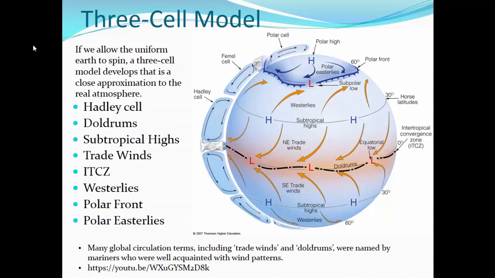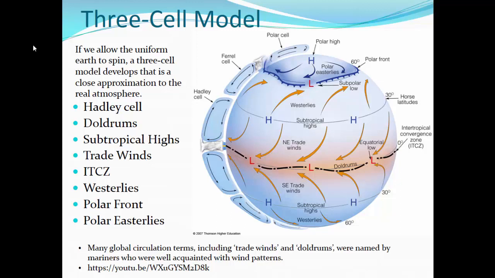So if we allow for a uniform Earth, you can see this Earth doesn't have any land over it, no continents, no mountains, and it's covered with water. But we do allow the Earth to spin. So it's straight up and down, no angle of inclination, but we do allow for the rotation of the Earth and therefore Coriolis. We get a closer approximation of the real atmosphere. So let's start at the equator.